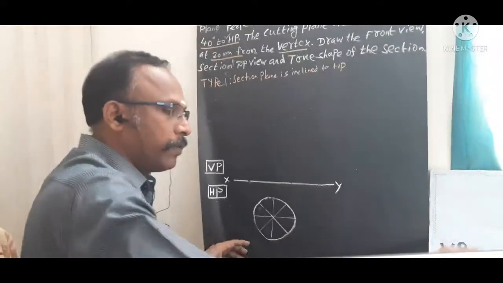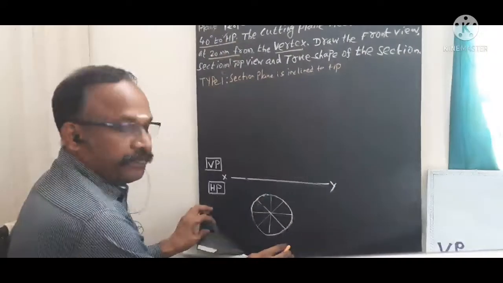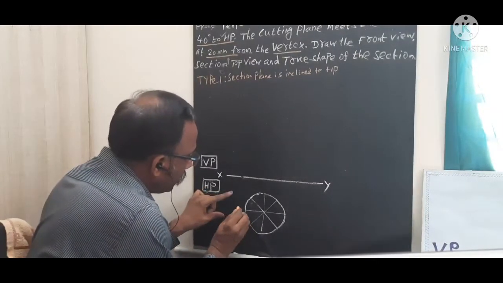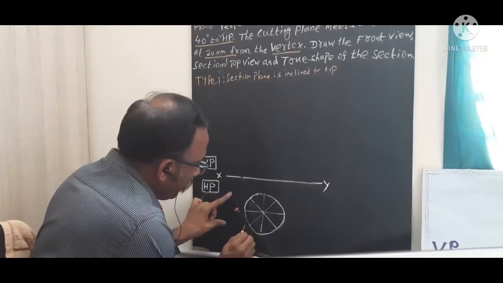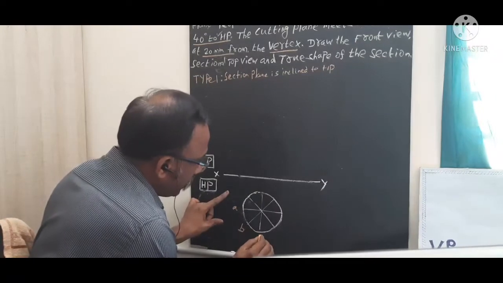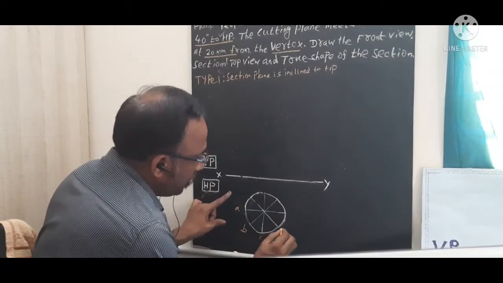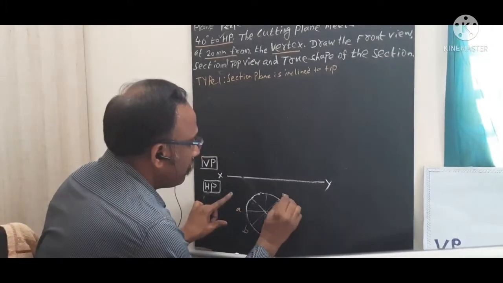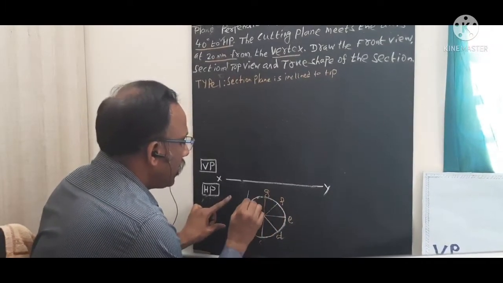Now I am going to mark the points, right? The bottom corner points. I am going to mark from here. This is the point A, B. These are the generator points. C, D, E, F, G, H.